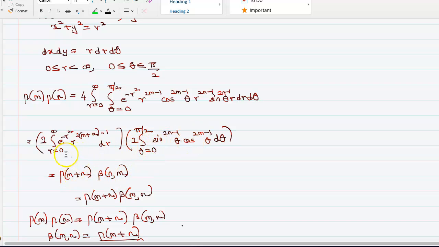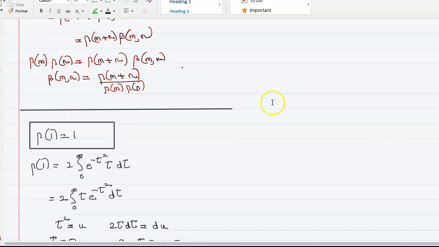Because gamma n you can write as twice integral 0 to infinity e raised to minus x squared x raised to 2n minus 1 dx. And beta mn you can write as twice integral 0 to pi by 2 sin raised to 2m minus 1 theta cos raised to 2n minus 1 theta d theta. So we get gamma m into gamma n is gamma m plus n into beta mn, or beta mn is gamma m plus n by gamma m into gamma n.